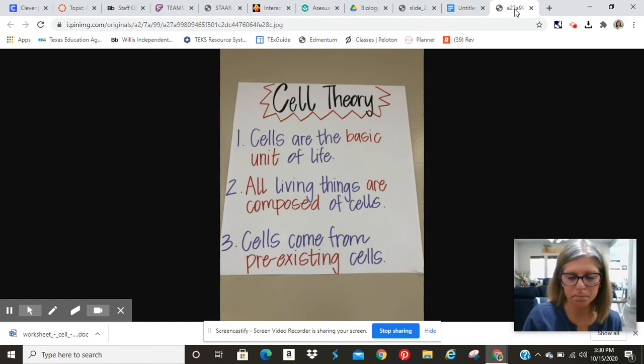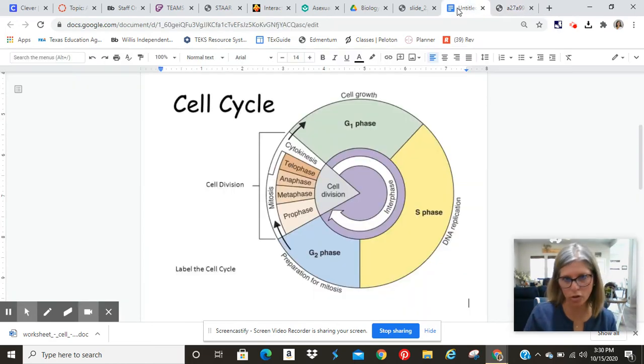Blood, things like that. So let's go back and take a look at this chart again. Notice again, it's in a circle, it's a cycle, and the cycle goes in one direction. It starts with something called the G phase, moves into the S phase, and then a second G phase. Those G's stand for growth. The S stands for synthesis, meaning creating.